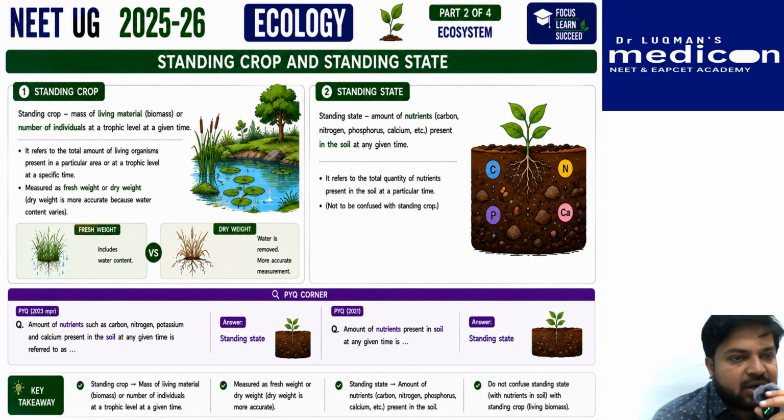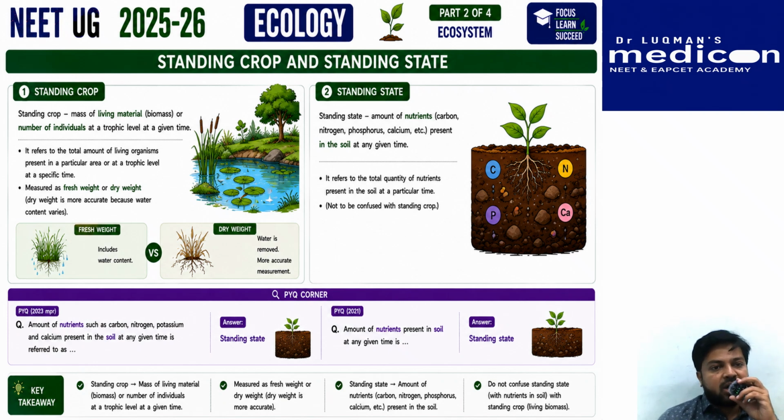Standing crop and standing state. What do you mean by standing crop? Standing crop means the mass of living material, that is biomass, or number of individuals at a trophic level at a given time in an ecosystem. It refers to the total amount of living organisms present in a particular area or at a trophic level at a specific time, measured as fresh weight or dry weight. Dry weight is more accurate because water content varies. So we are going to talk about the dry weight. Fresh weight includes the water content, whereas in dry weight water is removed, and it is a more accurate measurement in order to study the living material, that is biomass.